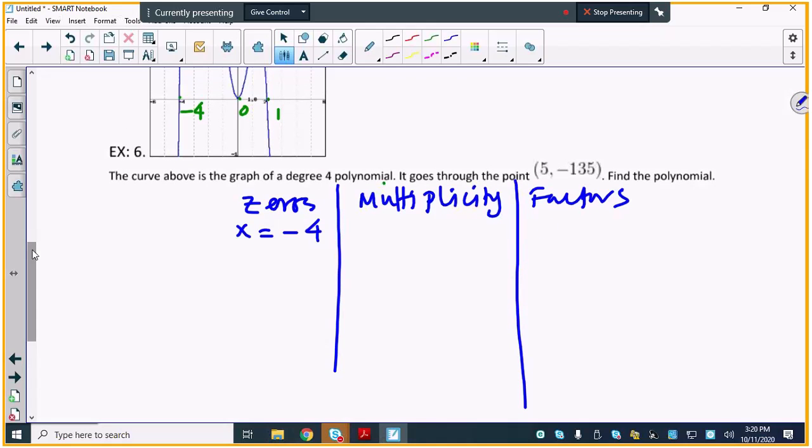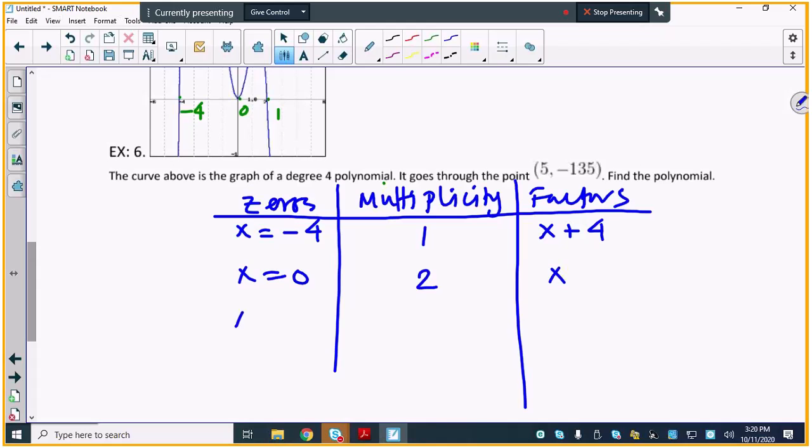So the factor will be x plus 4, and multiplicity should be odd because the graph is crossing the x-axis. So I can start with 1. If it doesn't work, we will come back and change. The next 0 is x equal to 0, so the factor is x minus 0, so x. Multiplicity should be even because the graph is not crossing, it's touching and bouncing back. And again, let's start with 2. If not, we will change it.